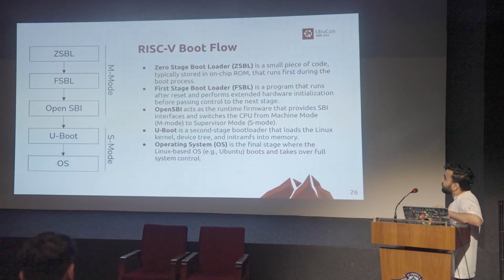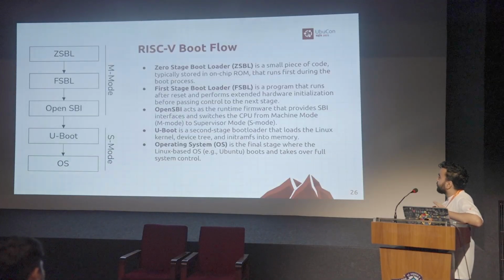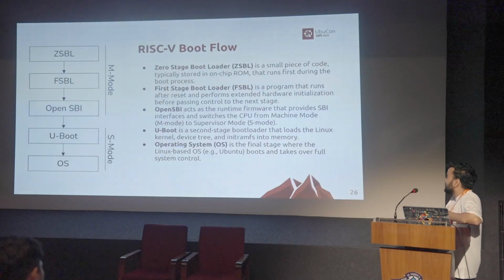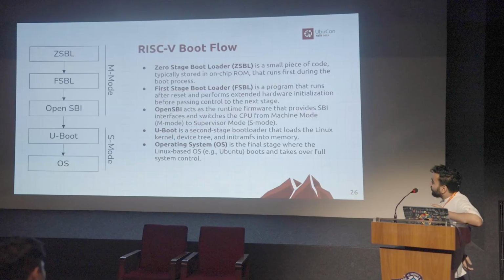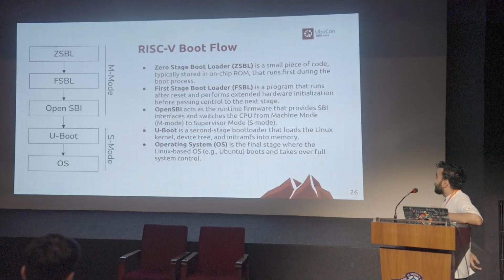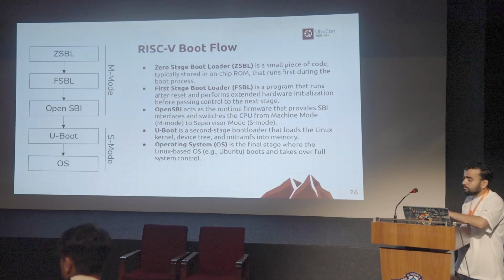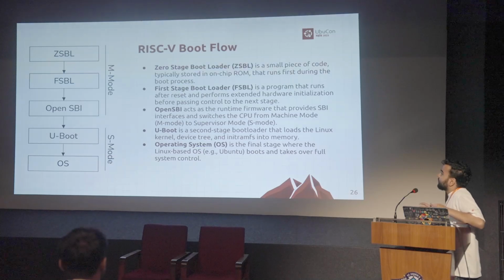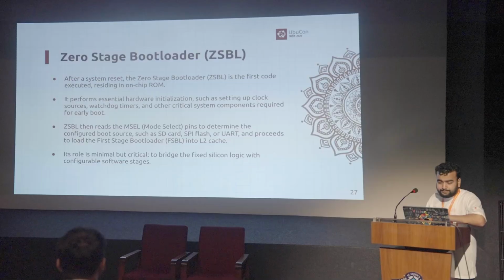Zero stage bootloader is the first small piece of code that's stored in on-chip ROM that runs first. Then we have the first stage bootloader, and it's responsible for passing control to the next stage. Then we have OpenSBI, the one we have seen in the first phase running the container, and then U-Boot, and then the loading of the OS, the final stage. So we have an entirely different boot flow in the RISC-V architecture from the old one.